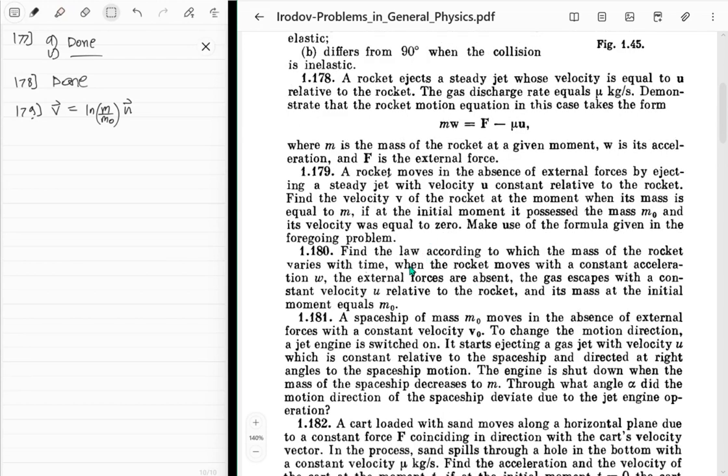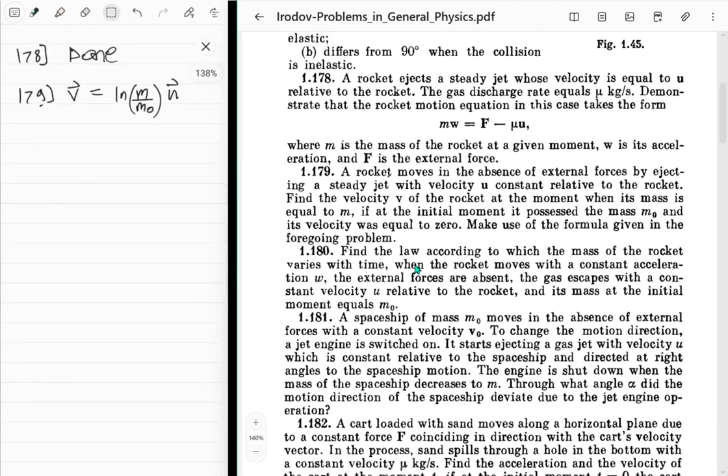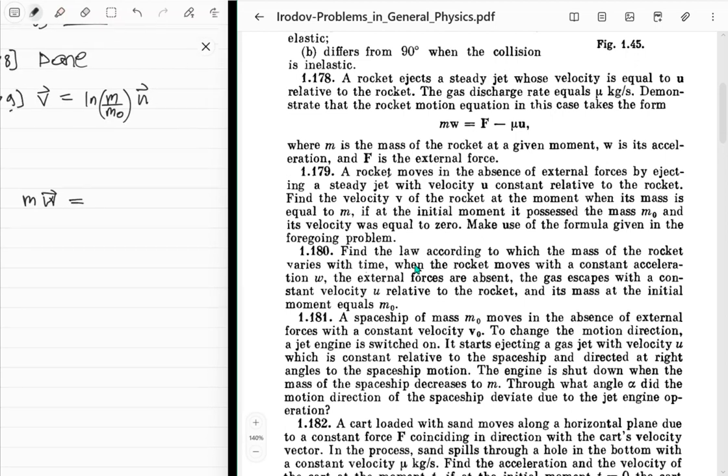Okay, 180. Find the law according to which the mass of rocket varies with time when the rocket moves with a constant acceleration w. Okay, the external forces are absent, and the gas escapes with a constant velocity u related to the rocket. Oh, so w is constant, u is constant, and its mass at the initial moment equals m naught. This is going to be like m w vector is equal to, yeah, I'm going to use vectors because why not, to skip the sign conversions and everything.